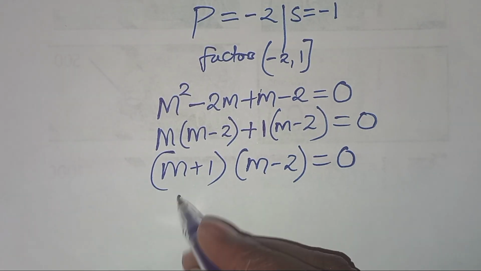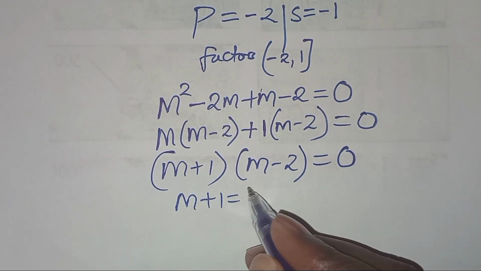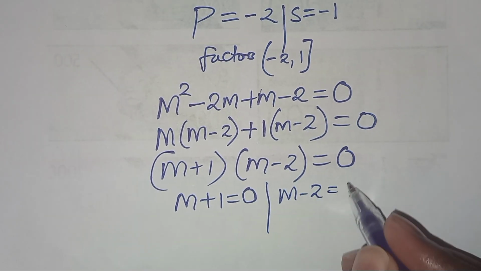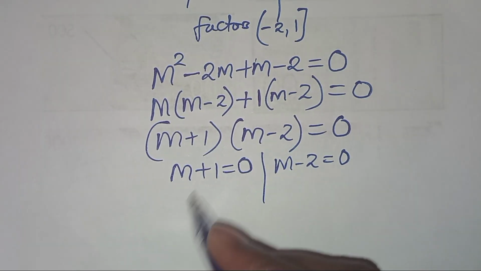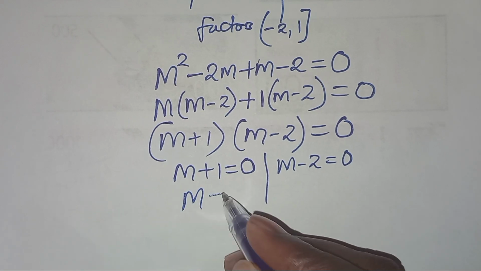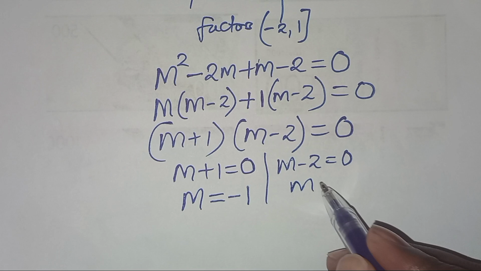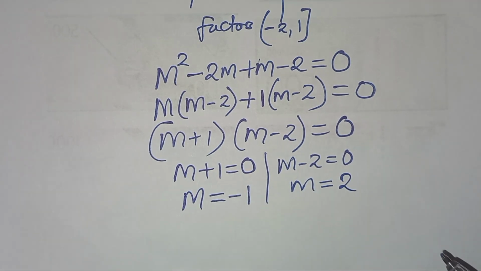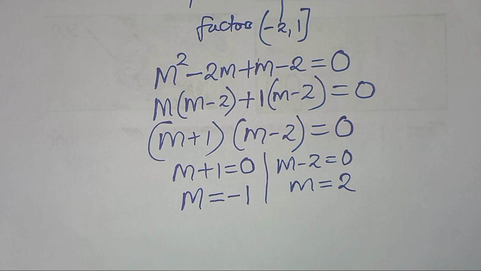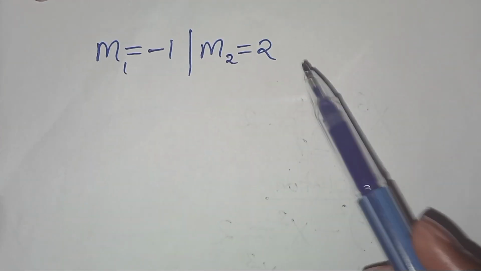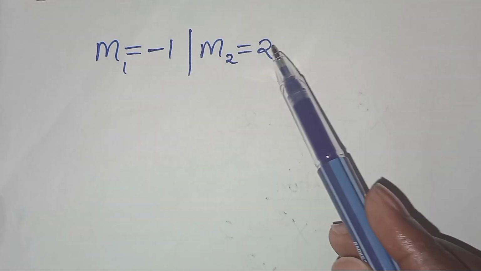So here we have m plus 1, this is equal to 0. And we have m minus 2, this is equal to 0. So essentially here, the first value of m is equal to -1, and the second value of m here is equal to 2. Okay, so let's substitute this. Now here, we have the first value of m as -1. We have the second value of m as 2.